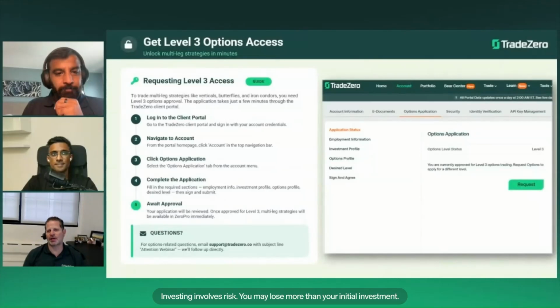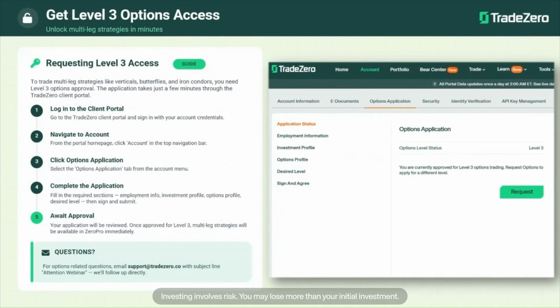I didn't give you a chance to talk about how you can get access to the options. Yes. So if you could give us that, that'd be great. So this is a screenshot of the client portal. When you log into the portal, you want to click on the account section, followed by the options application. And then right from there, you can request access to level 3. And there'll be some questions that you need to answer about your experience and what your risk tolerance is, etc. And then once that's submitted, an options principal will take a look at that and get you approved if suitable. So it's a pretty easy process.